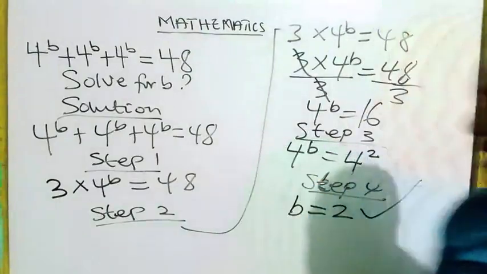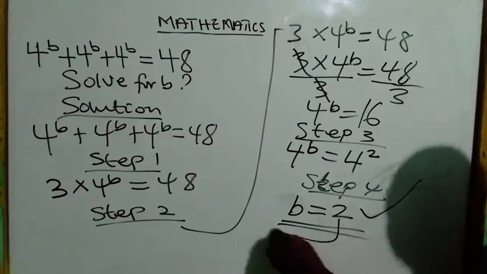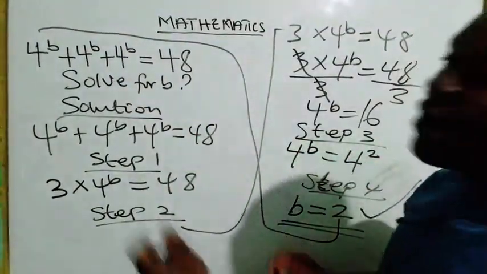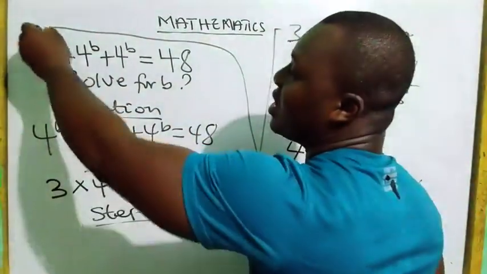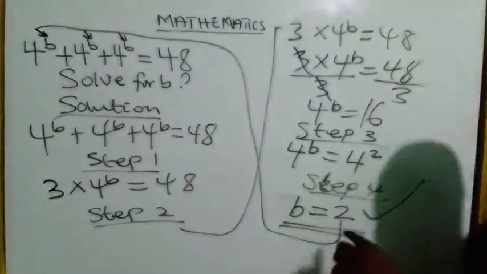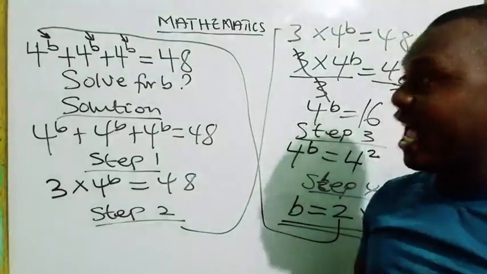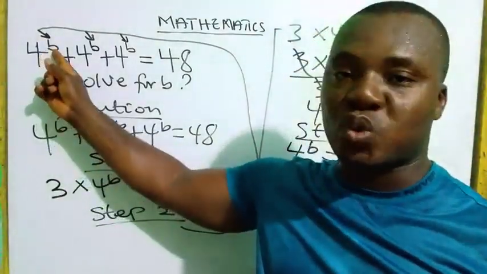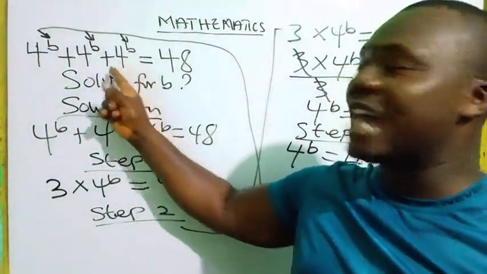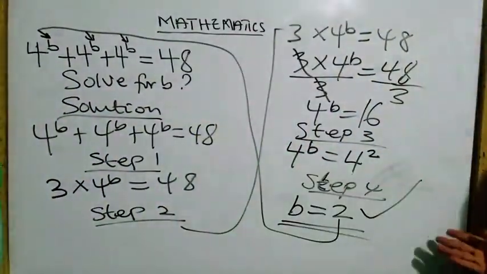Right, so when you look at it carefully, you see that whenever you put this 2, though the question did not tell us that we should prove, wherever you see this b, just apply this 2 there, and you are going to have 4 raised to the power 2 plus 4 raised to the power 2 plus 4 raised to the power 2, and the answer you are going to get is what? 48 equal to 48.